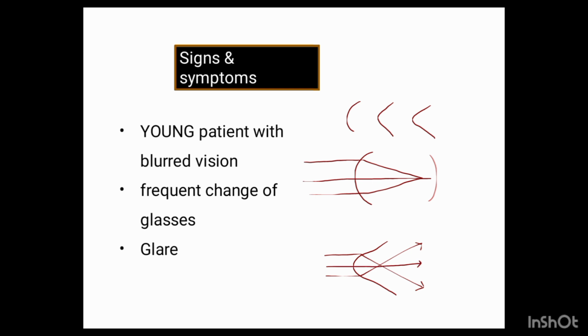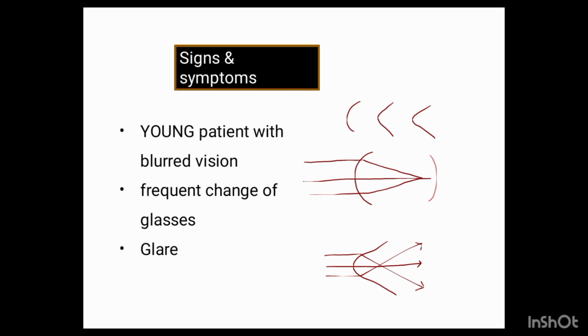So the patient has blurred vision, a young patient, and the patient usually presents with myopic astigmatism. The question may be asked as, what kind of refractive error do you expect in a patient of keratoconus? It is myopic astigmatism, because the light rays tend to bend more and they form an image far in front of the retina, right? They present with frequent change of glasses because this is a progressive condition.